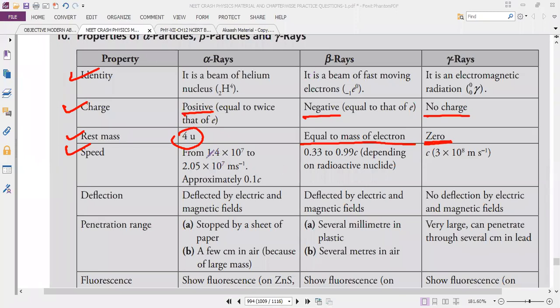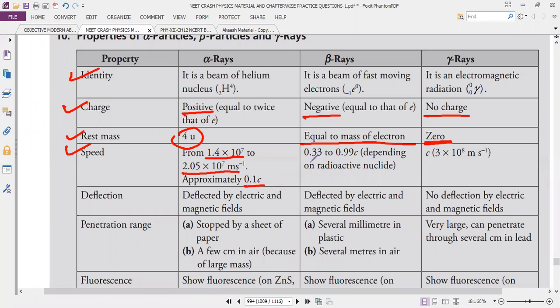The speed starts from 1.4 × 10^7 to 2.05 × 10^7 meter per second. That is the speed of the alpha ray. Alpha ray or alpha particle, both are the same. It is approximately equal to 0.1 c, where c is the speed of light in vacuum.